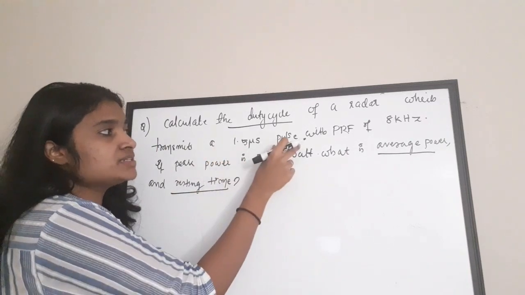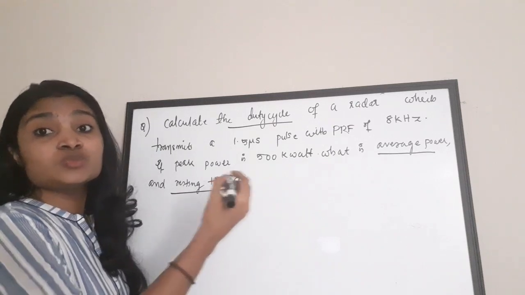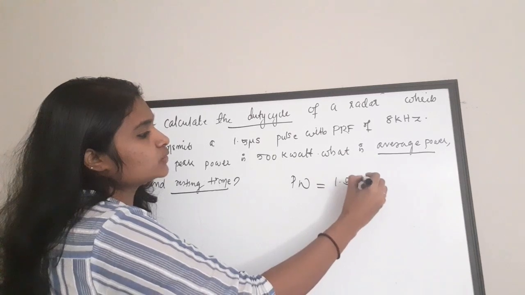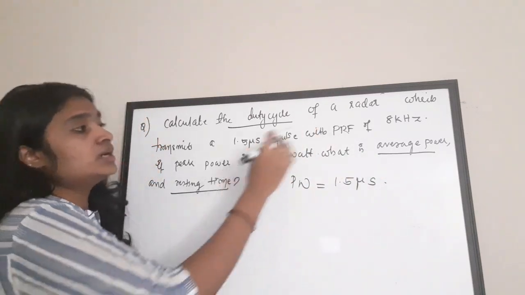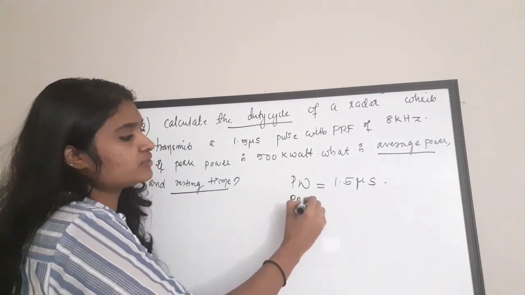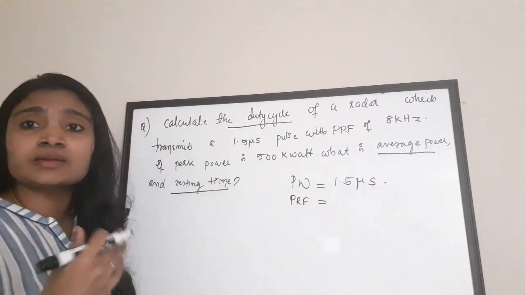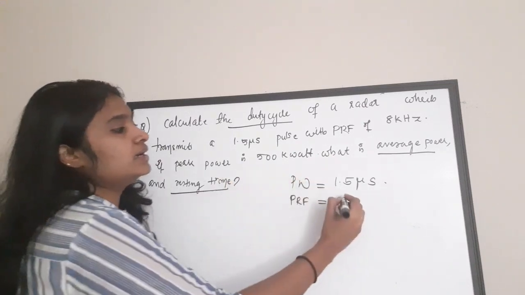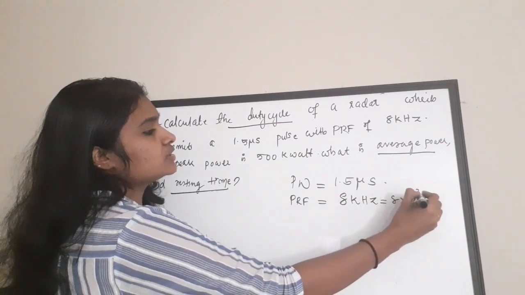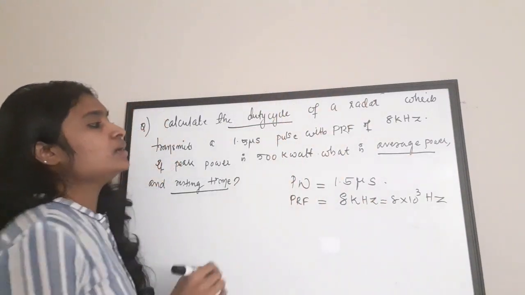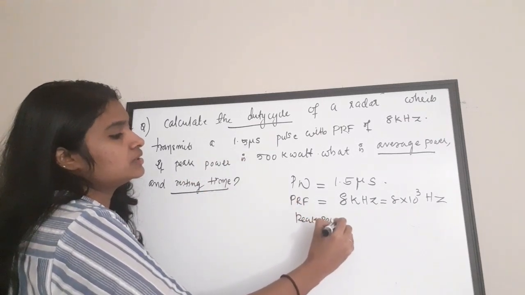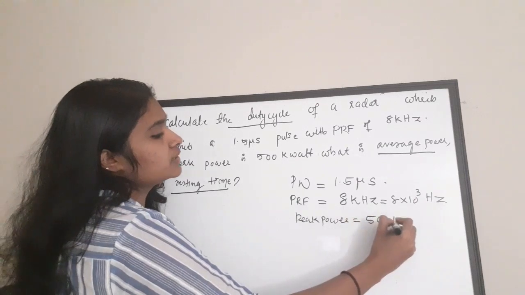A 1.5 microsecond pulse means the pulse width is given. Pulse width is equal to 1.5 microseconds. Also, the pulse repetition frequency, PRF, is given. That is the frequency at which the pulses are being sent by the radar. It is 8 kilohertz, or 8 into 10 raised to 3 hertz. Now, peak power is given. Peak power is equal to 500 kilowatt.